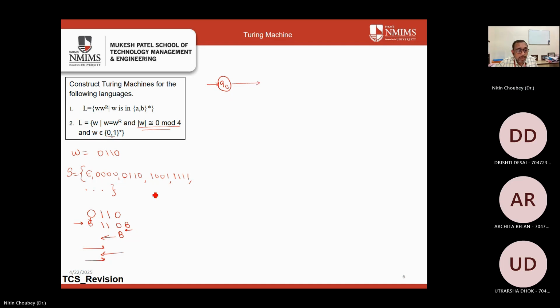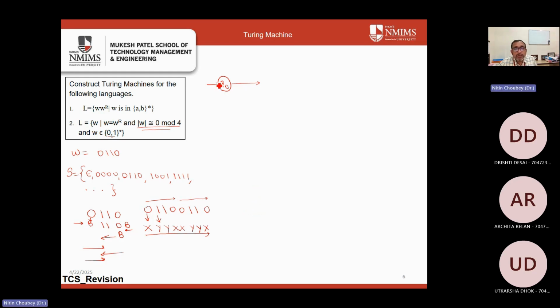Let's say we have a string like this. What we will do, every 0 will be replaced with X, every 1 will be replaced with Y: X, X, Y, Y. Ultimately, we are not changing the pattern. We are simply replacing it with some other symbol and moving forward. We'll do this in circular mode to ensure whether the length is a multiple of 4 or not.